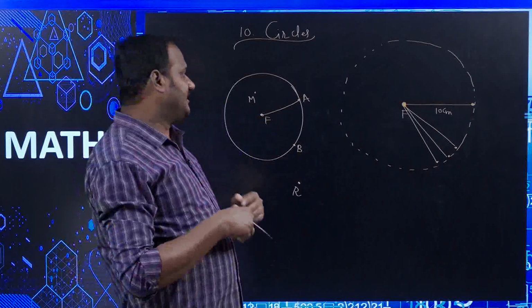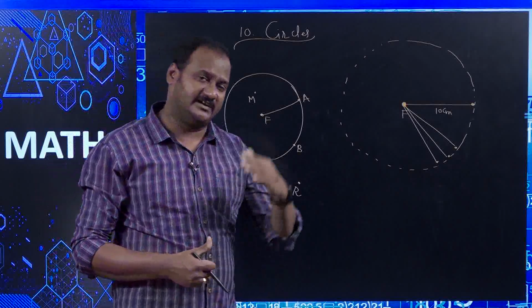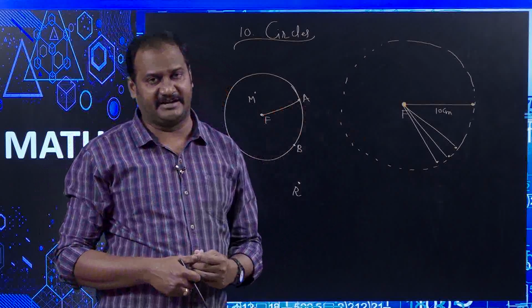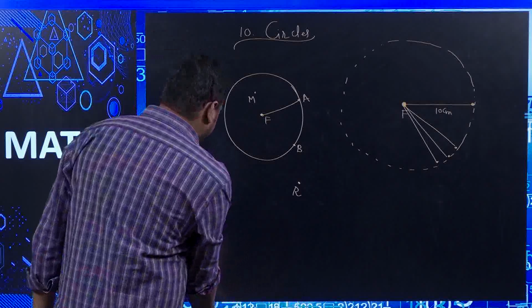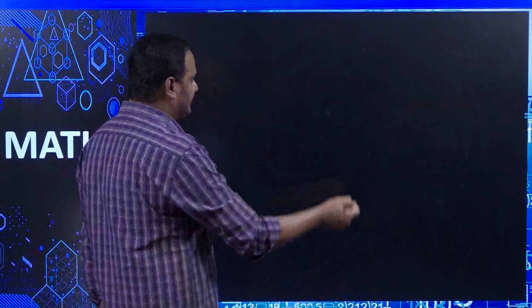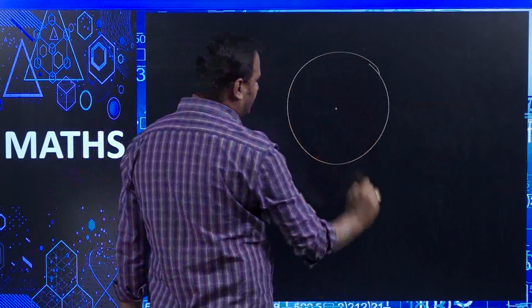Correct? Now, let us try to understand some important properties of a chord. We already learned properties of a chord in grade 9. Just try to recall them. Okay? So, for example, I have a circle. This is one circle. And what do you mean by a chord of a circle?